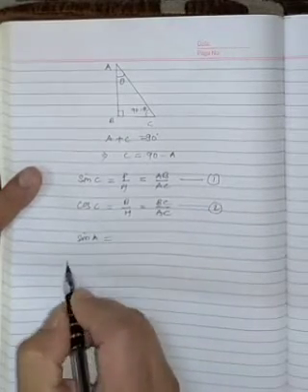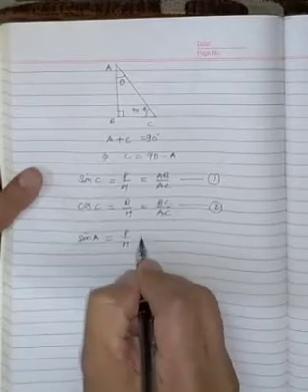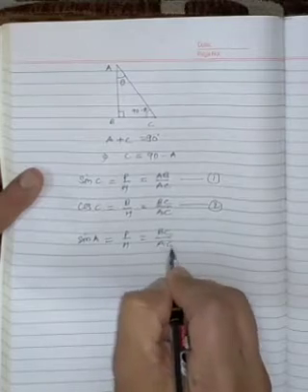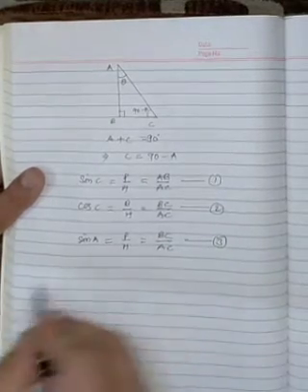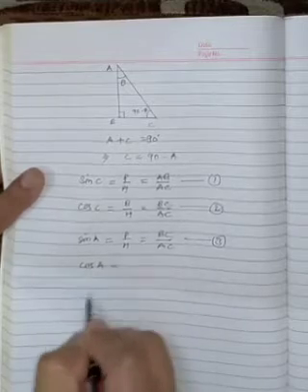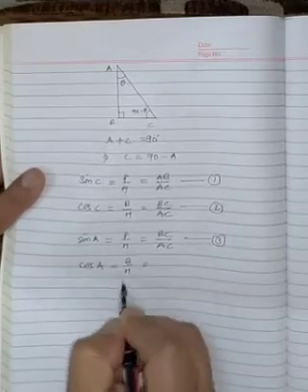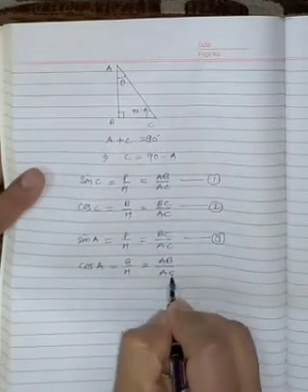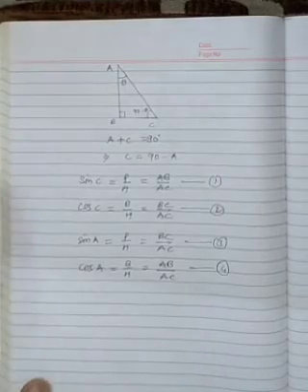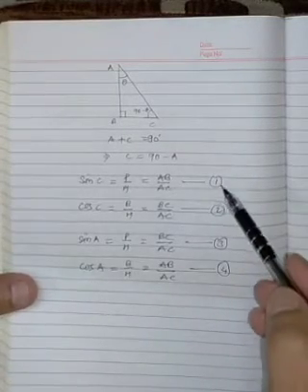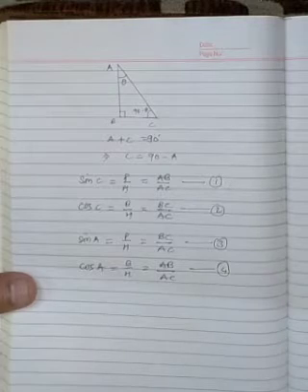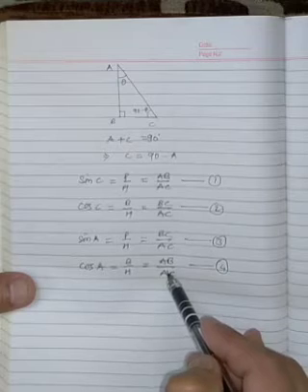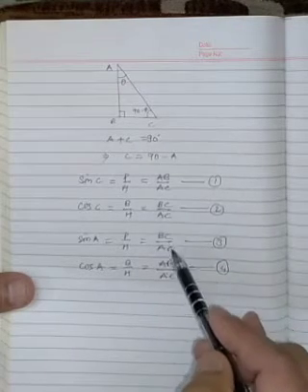sine A is equal to perpendicular upon hypotenuse, which is equal to BC upon AC. That is equation number 3. And cos A, which is equal to base upon hypotenuse, is equal to AB upon AC. Let this be equation number 4. Now if you compare equation number 1, 2, 3 and 4, you will find out that first and 4 are same, 2 and 3 are same.